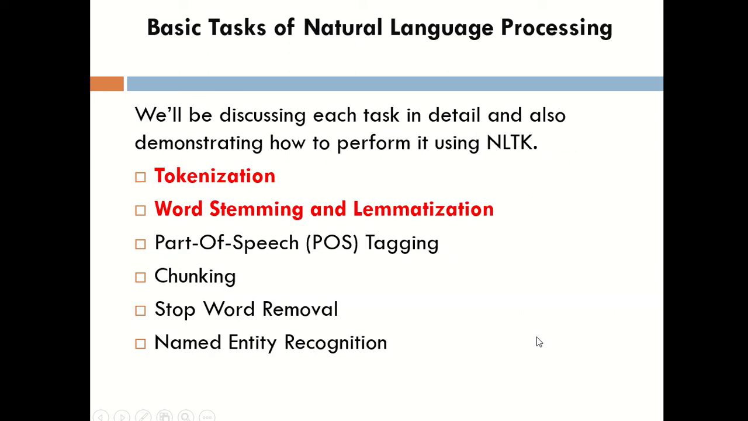Now the basic tasks of NLP that we'll be implementing in Colab are: first tokenization, then word stemming and lemmatization, then part of speech tagging, chunking, stop word removal, and named entity recognition. In this video, specifically, we'll be dealing with tokenization and word stemming and lemmatization. So let us go ahead with what we mean by tokenization and the other topics.